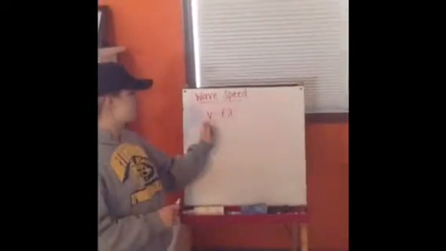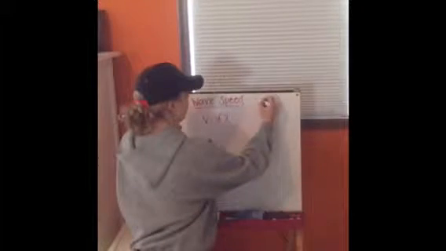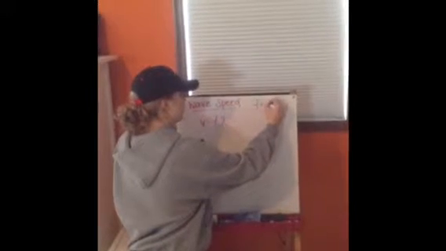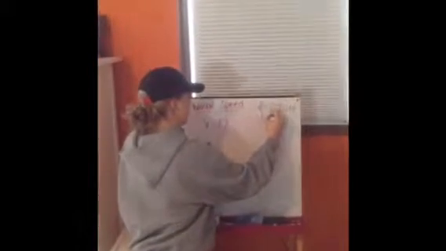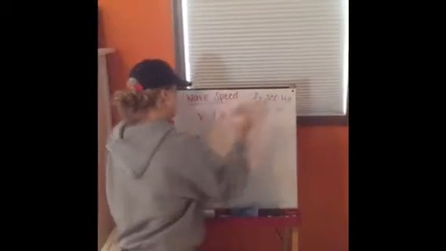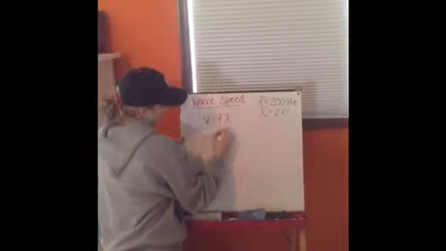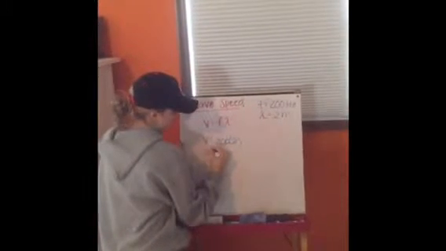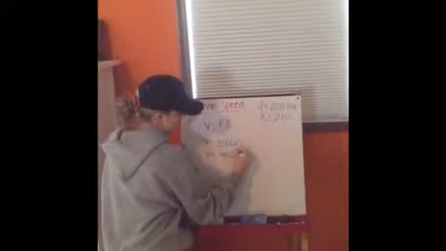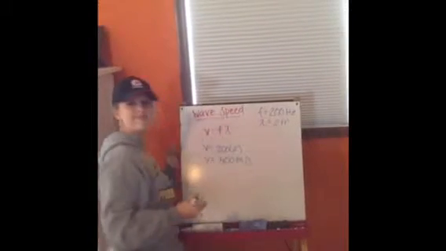The speed of a wave is equal to frequency times wavelength. So if we have a wave with a frequency of 200 hertz and a wavelength of 2 meters, velocity equals 200 times 2, so the speed of the wave is 400 meters per second.